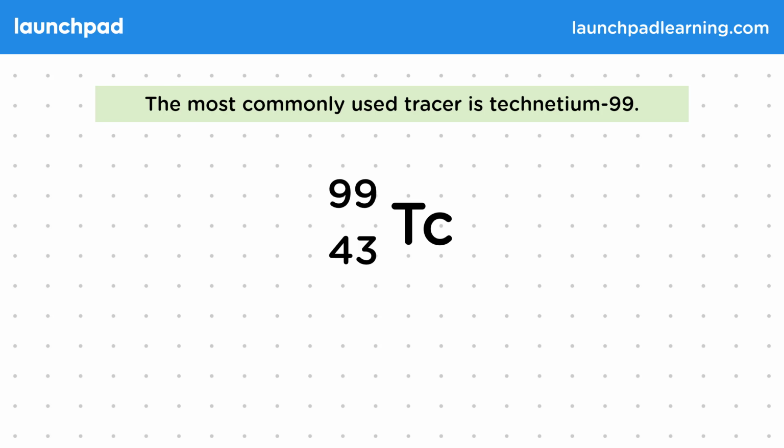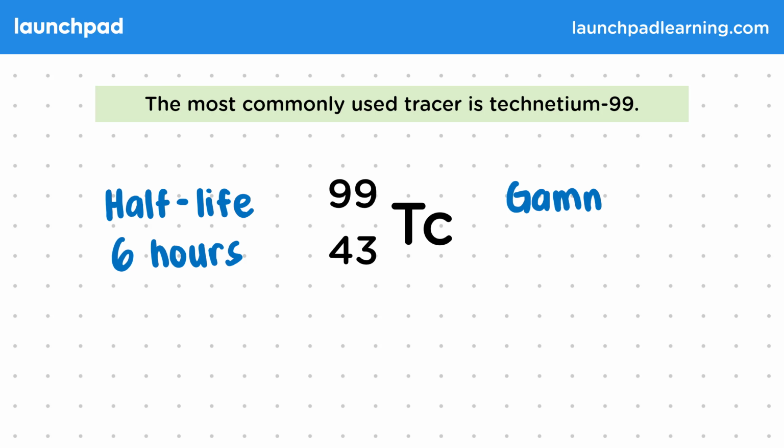Technetium-99 has a half-life of 6 hours, which is an ideal half-life for a tracer as it can reach the desired organ but doesn't contaminate the body for too long. And technetium emits gamma radiation, which can easily leave the body, so it doesn't cause much damage. You don't need to be able to recall this isotope or its properties, but expect it to crop up in most exam questions involving tracers.